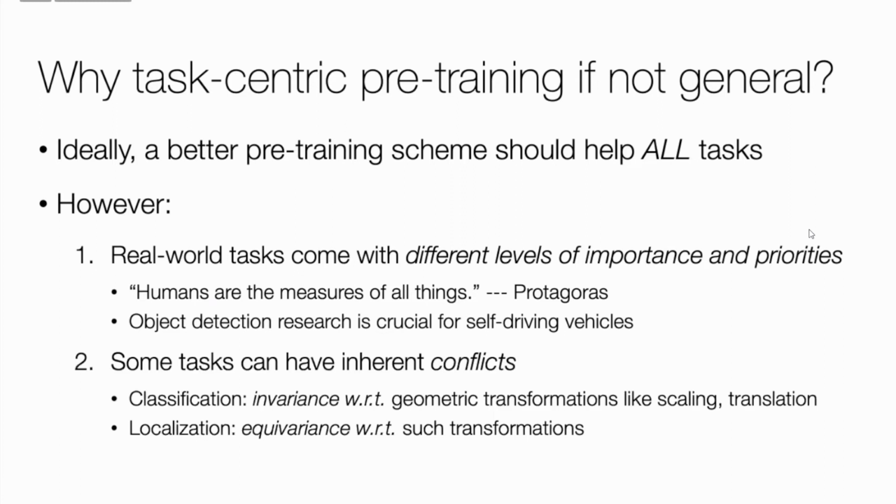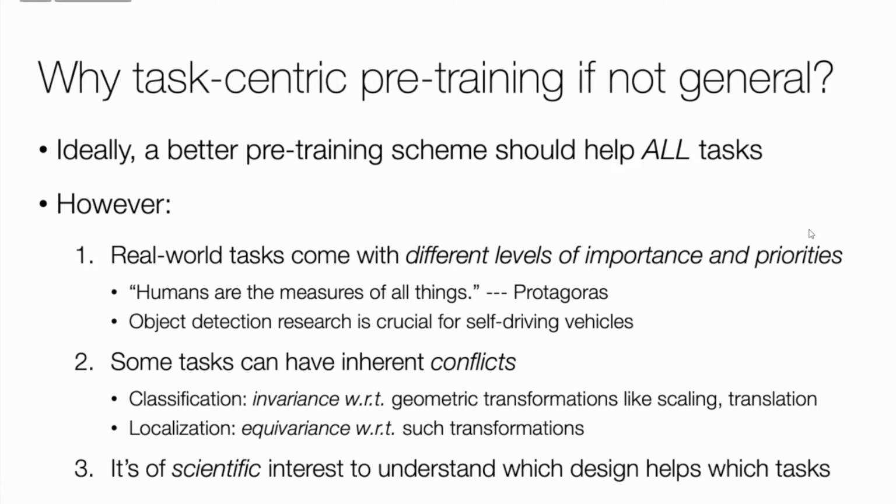And the second reason is that tasks can have inherent conflicts with each other. A classical example is classification versus localization. For a classification model to work well, it needs to model some kind of invariance, maybe in relation to geometric transformations like scaling and translation. But for the localization task, in order to have an accurate or precise localization of objects, equivariance may be more important, so that it can preserve the geometric transformations of the input. So you cannot do well on both tasks.